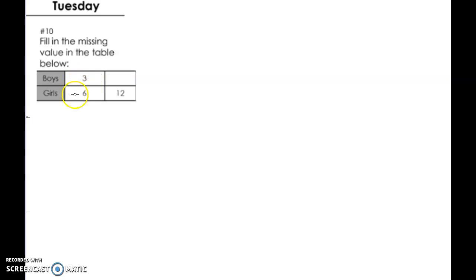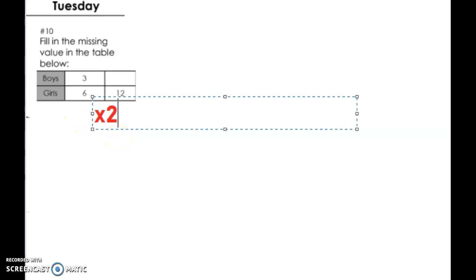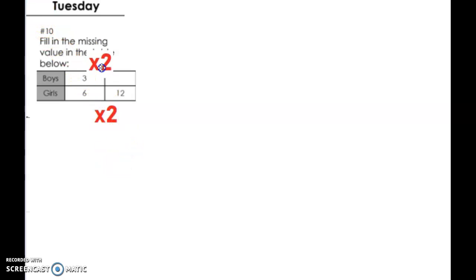My last question for Tuesday says fill in the missing value in the table. So for every 3 boys, there's 6 girls. So how do I go from 6 to 12? What am I multiplying, dividing? Well, the number's going bigger, so I'm going to be multiplying, right? So 6 times 2 equals 12, right? So if I multiply the bottom by 2, I need to multiply the top. So whatever 3 times 2 is going to be my answer up here. And that's it for Tuesday.